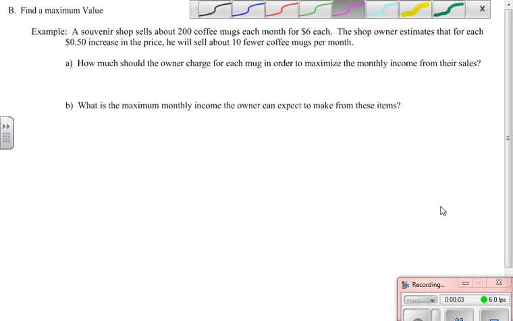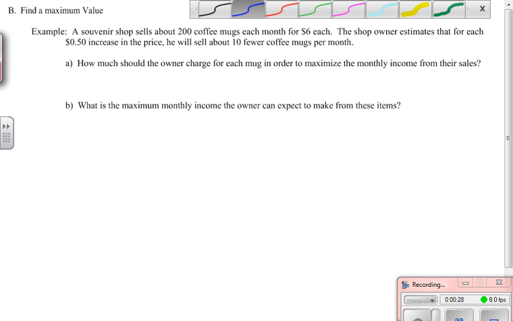In part 2 of the 6.1 video, we're going to be taking a look at a word problem. The first step in any word problem is to read it. A souvenir shop sells about 200 coffee mugs each month for $6 each. The shop owner estimates that for each 50-cent increase in the price, he will sell about 10 fewer coffee mugs per month. So we need to clarify some of our variables.